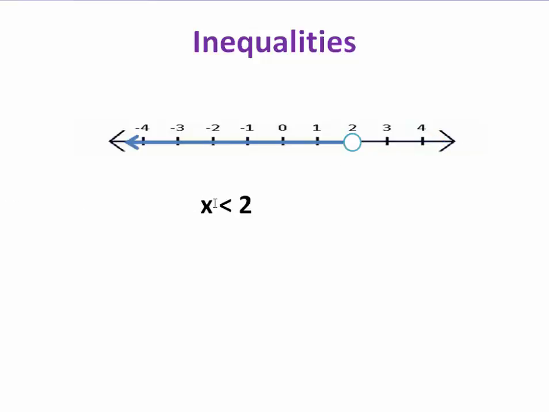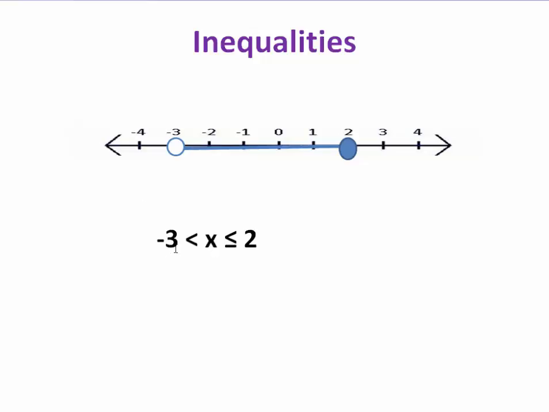Here we have x less than 2. So when something is less than, there's no equal sign, and we have an empty circle or a circle with a dot in the middle. And here we have the solutions to this inequality, which is all the numbers to the left, which are all less than 2.